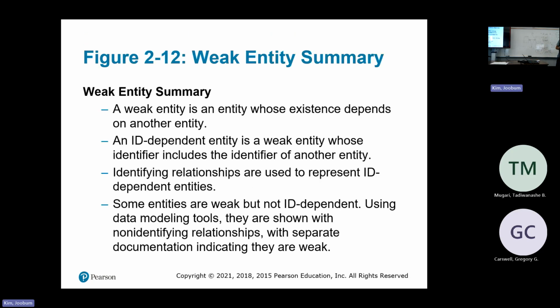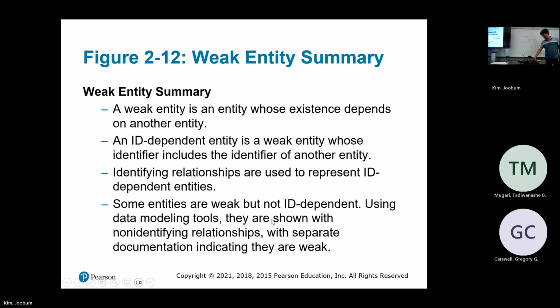So just a summary. A weak entity is an entity that depends on another entity. An ID dependent entity is a weak entity whose identifier includes the identifier of another entity. The identifying relationship uses a solid line. Okay.